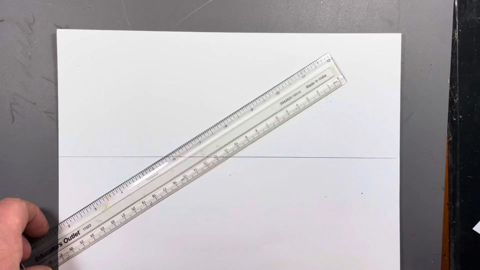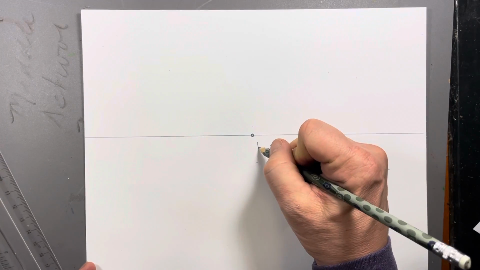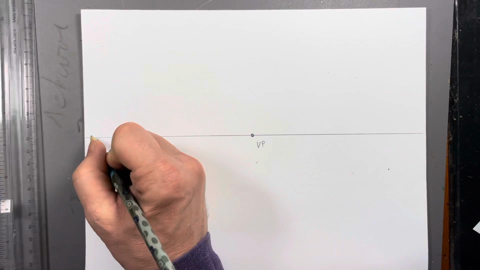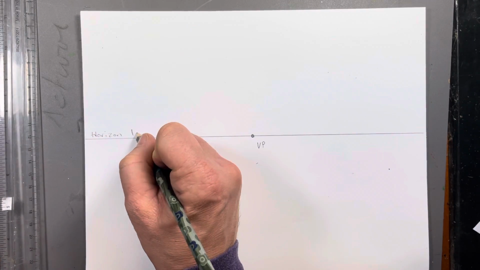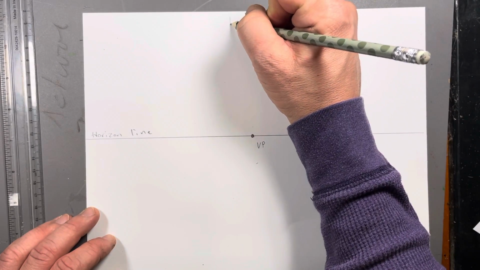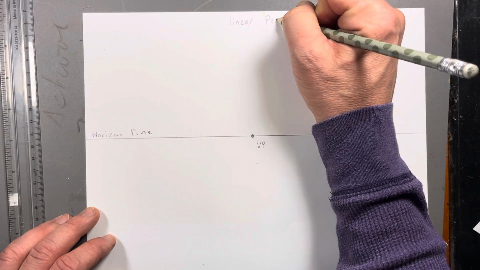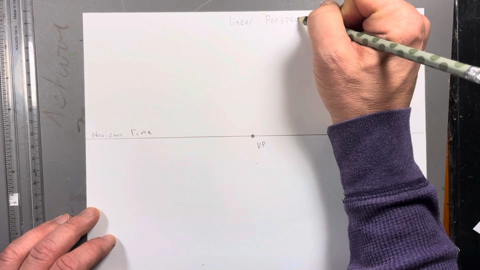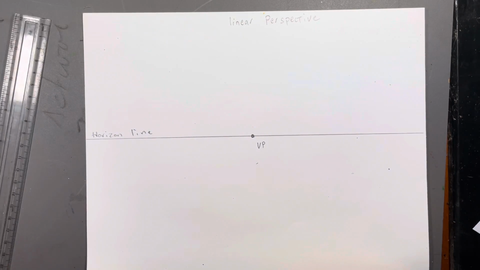And then put a vanishing point. The vanishing point goes somewhere around the middle. Here we go. And I'll label that VP so you know what we're talking about. And I'll label this horizon line. And I'll label this whole page linear perspective. And you can write this on your page or not, it's up to you.